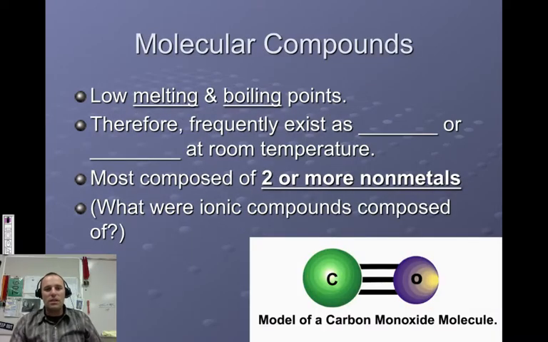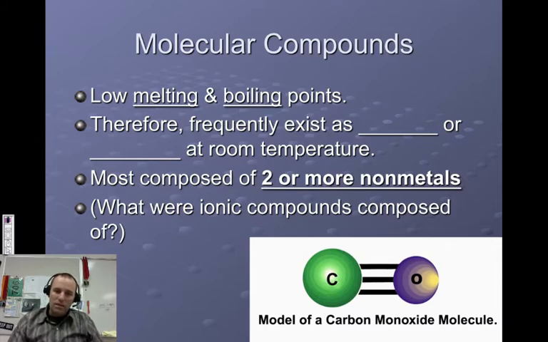Some properties of molecular compounds. If you think back to ionic compounds, remember I told you their bonds are very, very strong. They're held together very tightly, so therefore their boiling points and melting points are very high. It's very hard to melt an ionic compound. A molecular compound, on the other hand, has very low melting points, and in fact, they're so low that they frequently exist as liquids and gases at room temperature. Make sure you fill in those blanks there. And they are composed of two or more nonmetals.